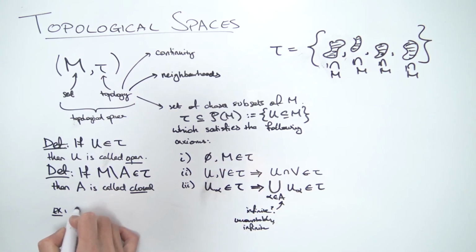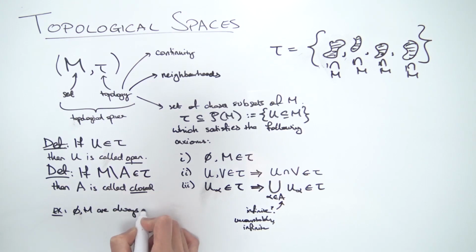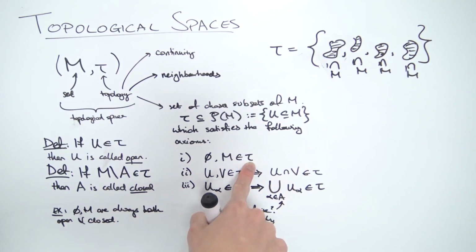So the claim is that the empty set and M are always both open and closed. So how do we show this? Well, let's start with the empty set. Clearly the empty set is an element of the topology.